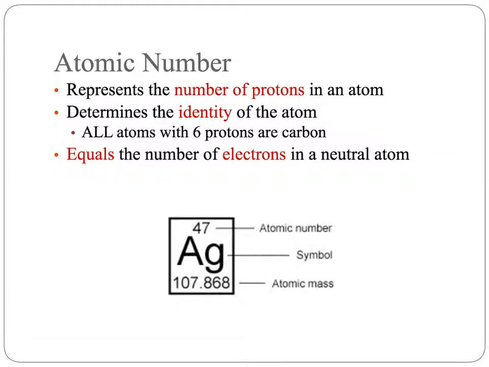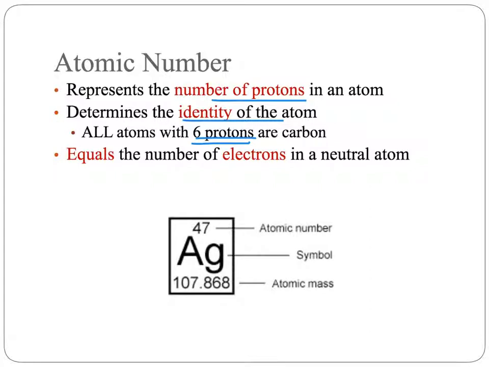So the atomic number, going back to our periodic table, represents the number of protons in an atom. And the protons are what determine the identity of the atom, so all atoms with the same number of protons are the same element. If an atom has 6 protons, it is carbon. It is nothing else but carbon if there are 6 protons there.